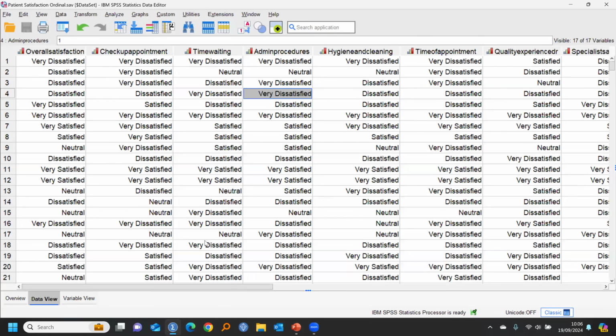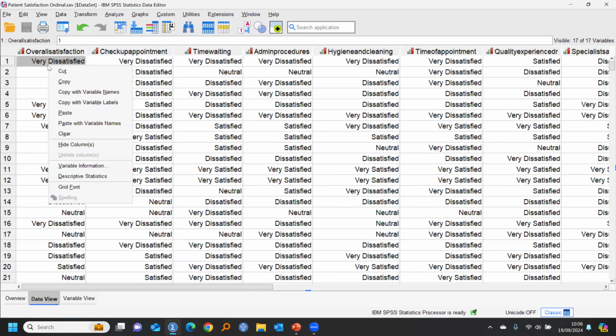This is actually a data set which has been made available on the internet to try and test out different ways in which algorithms can predict an outcome. The outcome here being overall satisfaction.